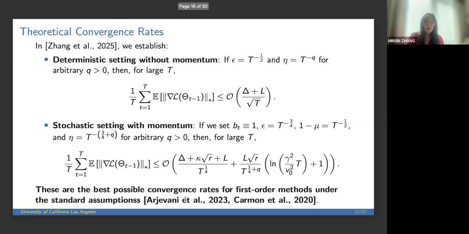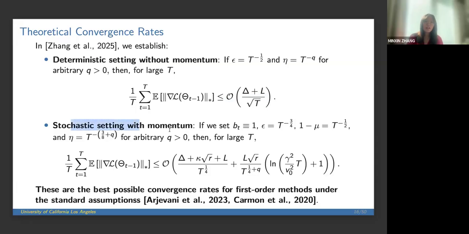In our paper, we establish optimal convergence rates. In the deterministic setting without momentum or noise, if we set this epsilon to be this magnitude and eta to be something smaller than 1, then for large t, our algorithm converges to a stationary point at this rate. So basically, if t is large, it converges to the stationary point at a rate of big O of 1 over square root of t.